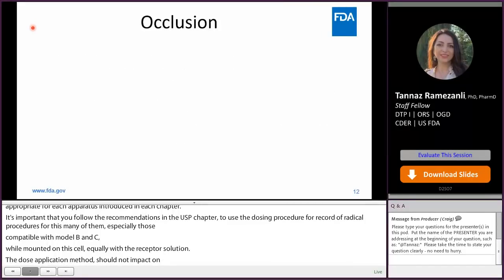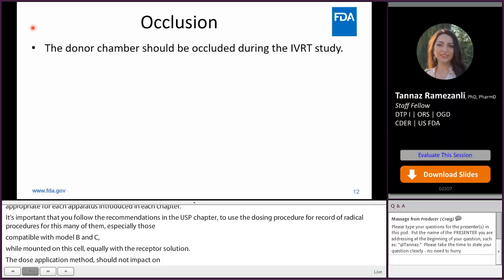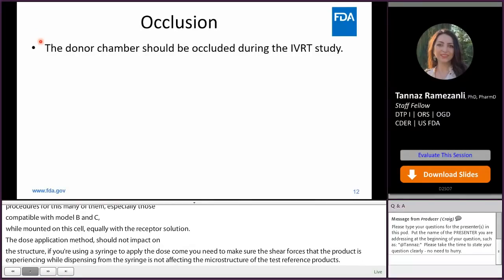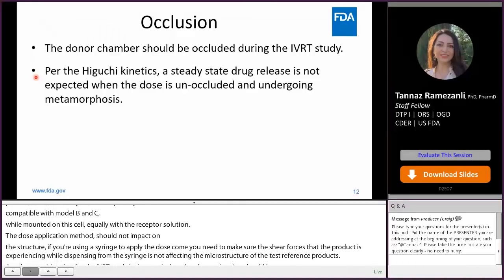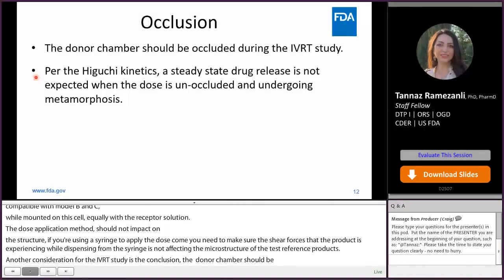Another consideration for the IVRT study is the occlusion. The donor chamber should be occluded during the IVRT study per the recommendations in the USP chapter 1724 to prevent loss of any volatile components of the formulation. And that's because per Higuchi kinetics, a steady-state drug release may not be achieved when the dose is not occluded during the IVRT and the dosage form undergoes drying and metamorphosis.